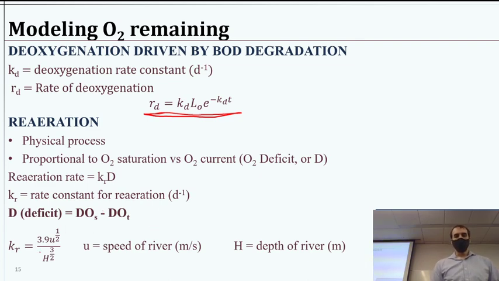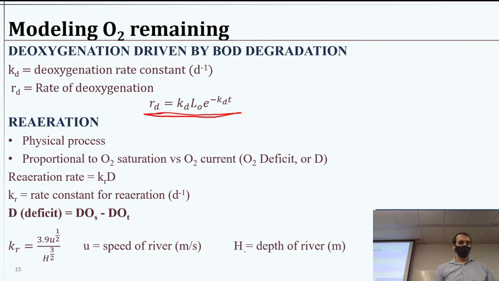All right, so I'm going to wrap up with this last thought here. This KR, we can know something about how quickly this reaeration is happening, based on aspects of the river. So again, we're just assuming a river here. We have this equation here, KR, and I gave you this on your formula sheet. KR is 3.9 times U to the 1/2 power divided by H to the 3/2 power. U is the speed of the river in meters per second, and H is the depth of the river in meters.